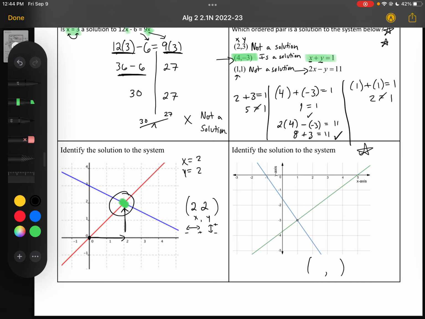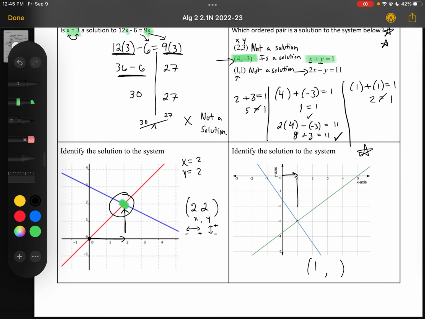All right, and what you should see here is from the origin, we go 1 to the right, that's positive 1, and be careful, we go 3 down. So because we go down, it's going to be negative 3. So x equals 1, y equals negative 3.